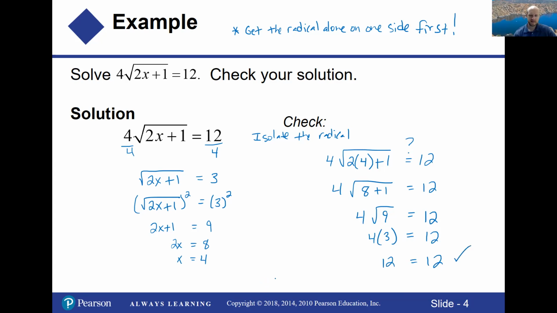This means that, because it checks, x equals 4 is the solution. Some people get confused with the checks, and this is just kind of a review, but some people get confused and say, oh, 12 is the solution. No, it's not. It's just what we got when we substituted back in. One side is equal to the other, but really x equals 4 is the solution.